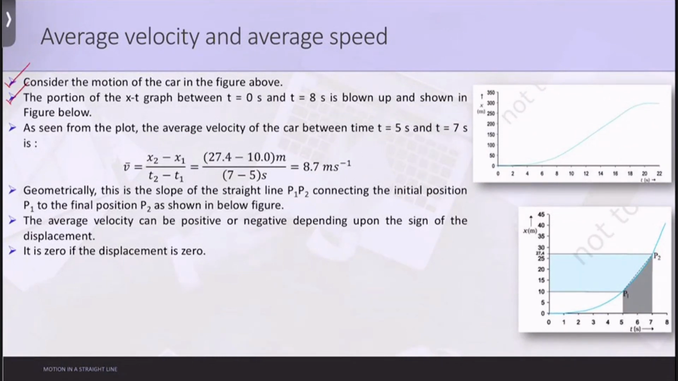The portion of the x-t graph between t equal to 0 and t equal to 8 is blown up. So it is being magnified and shown in the figure below. As you can see, this is being magnified and shown here.